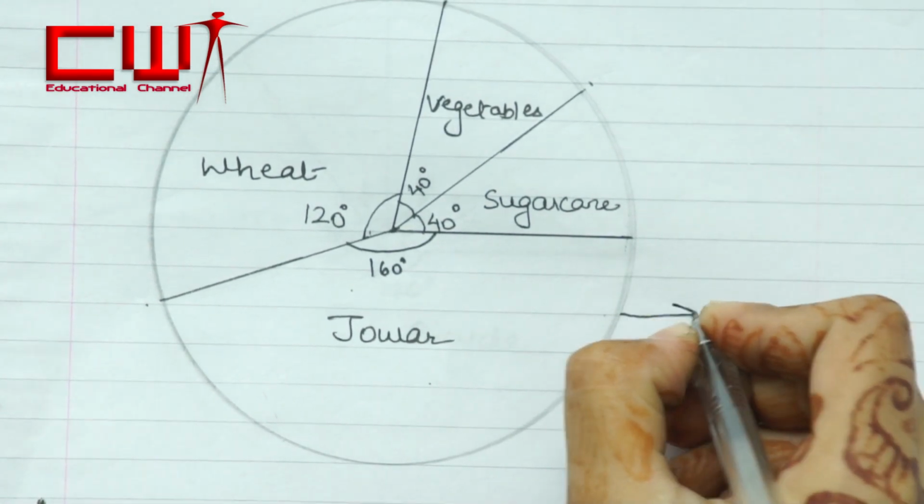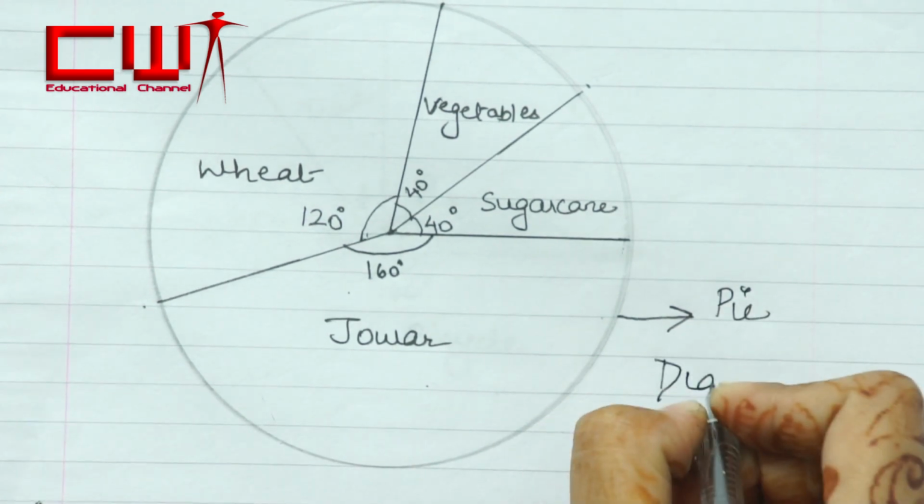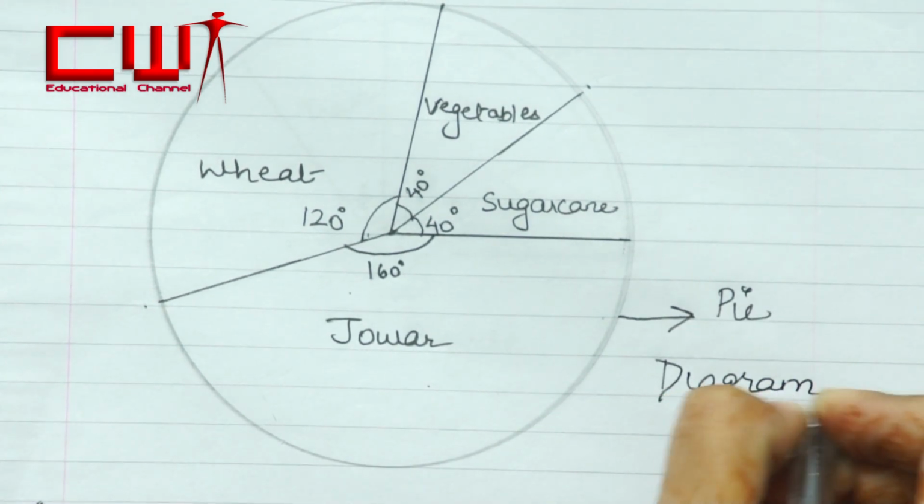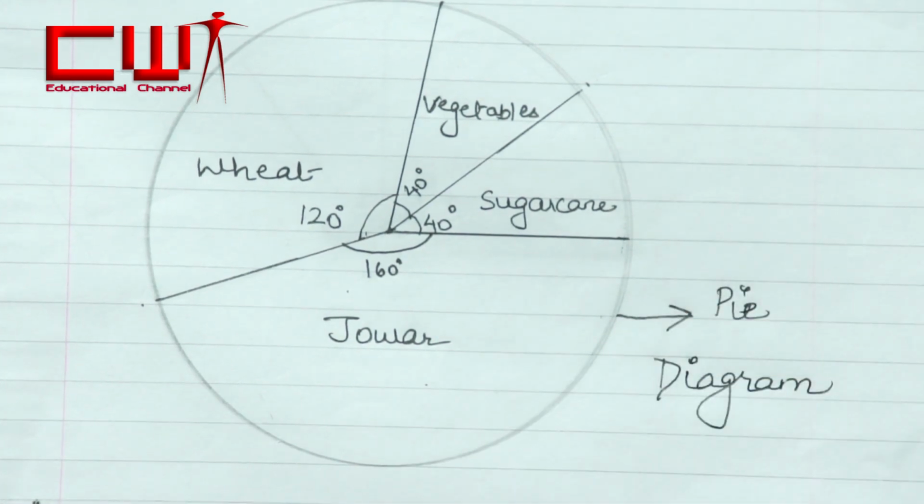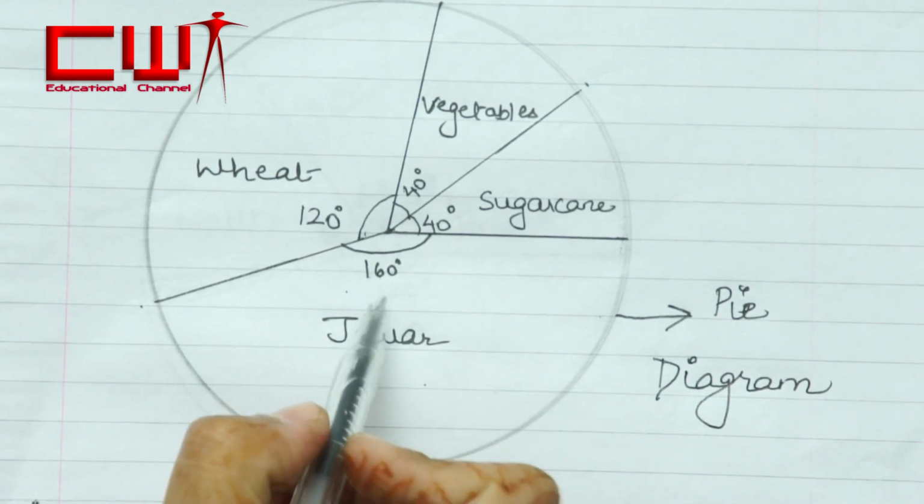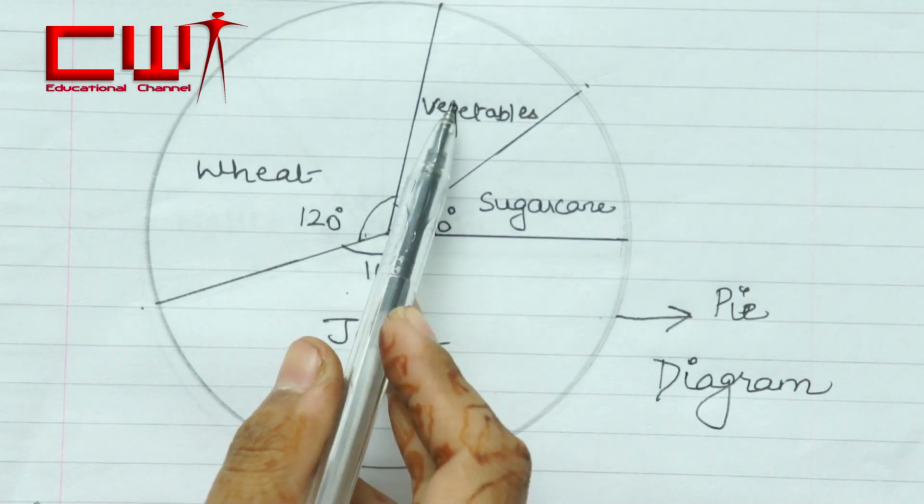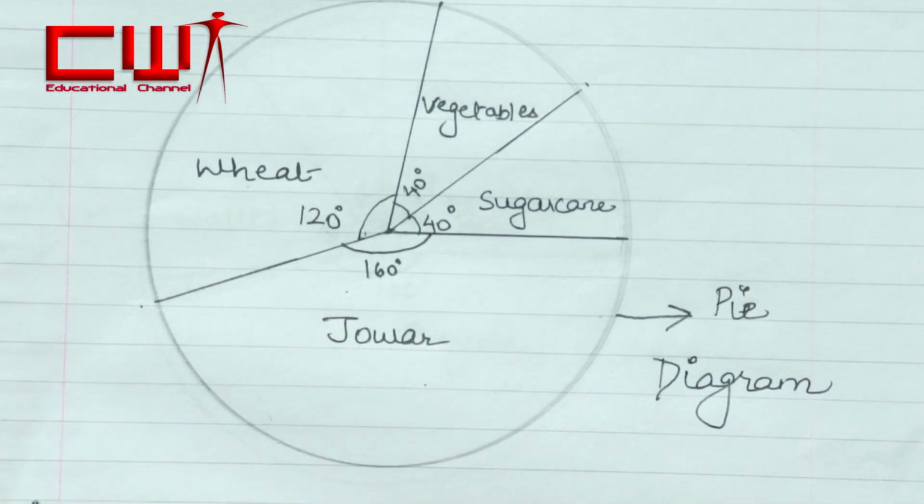This is known as a pie diagram. And whatever is represented inside, please write the degrees. See, I have written 160 degrees for jowar, 40 degrees for sugarcane, 40 degrees for vegetables, and 120 degrees for wheat, the one you have just calculated.